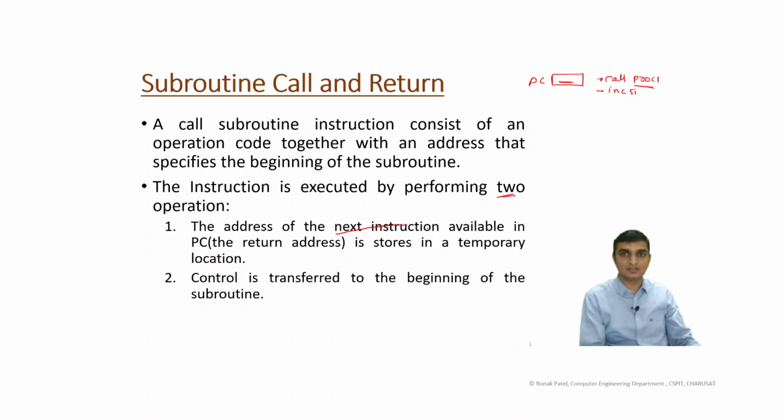What happens to the address of the next instruction? After servicing this, we need to return to this, right? Suppose this address is 1000. We need to store this address in some temporary location, that is 1000. Once you store that, the control is transferred to the beginning of the subroutine. So the call will load this address, PROC1, the beginning address, into the PC, and then the next execution will be taken. Once you complete this, again in the PC, just load this address. What will you get? You will get the next instruction, INCSI.